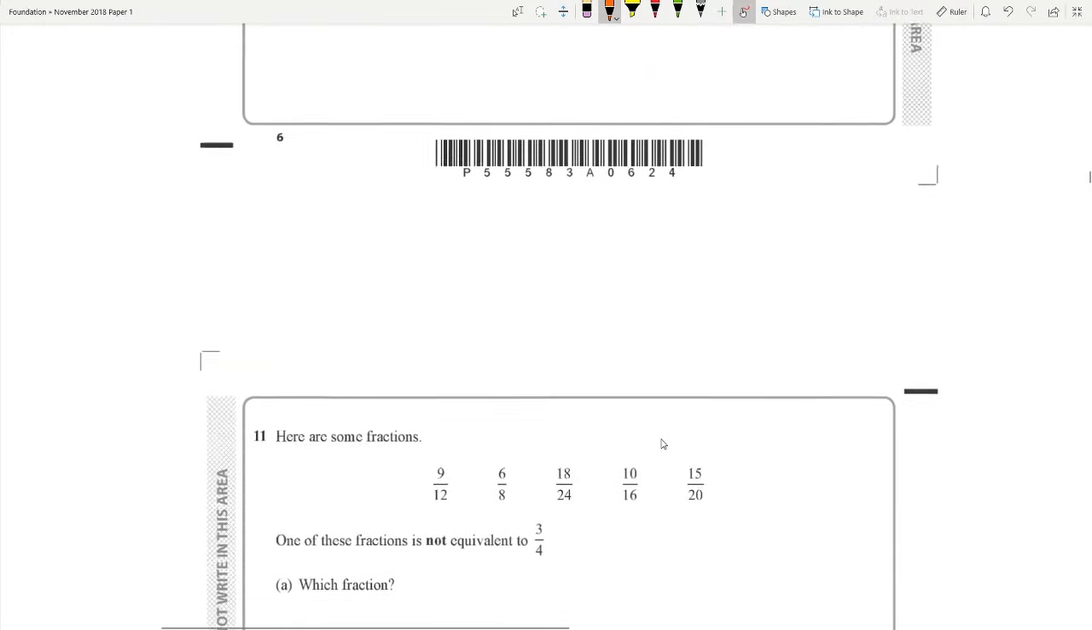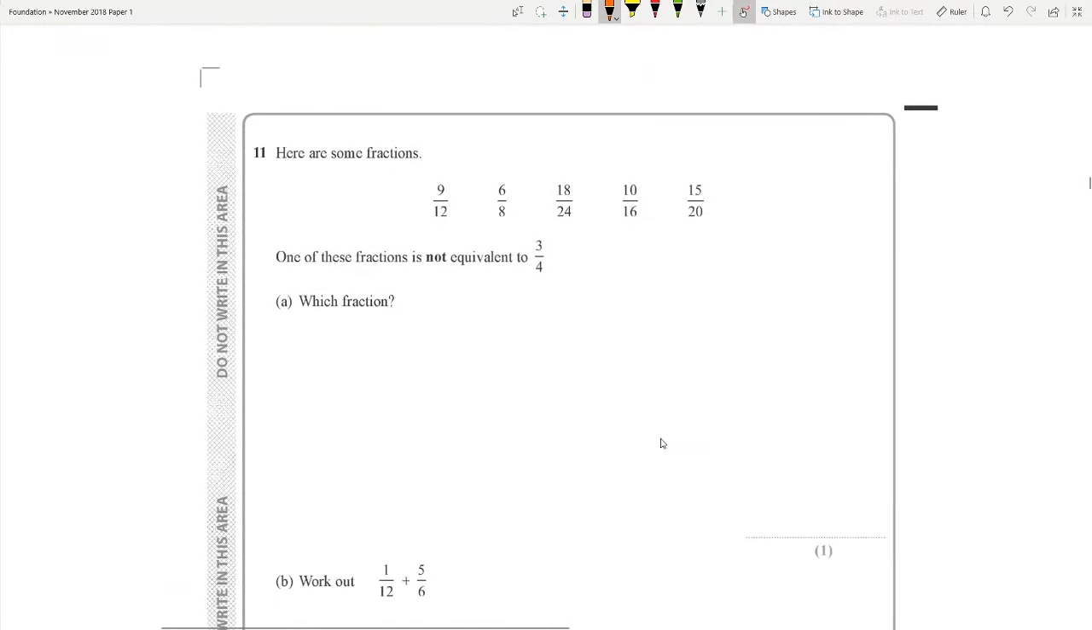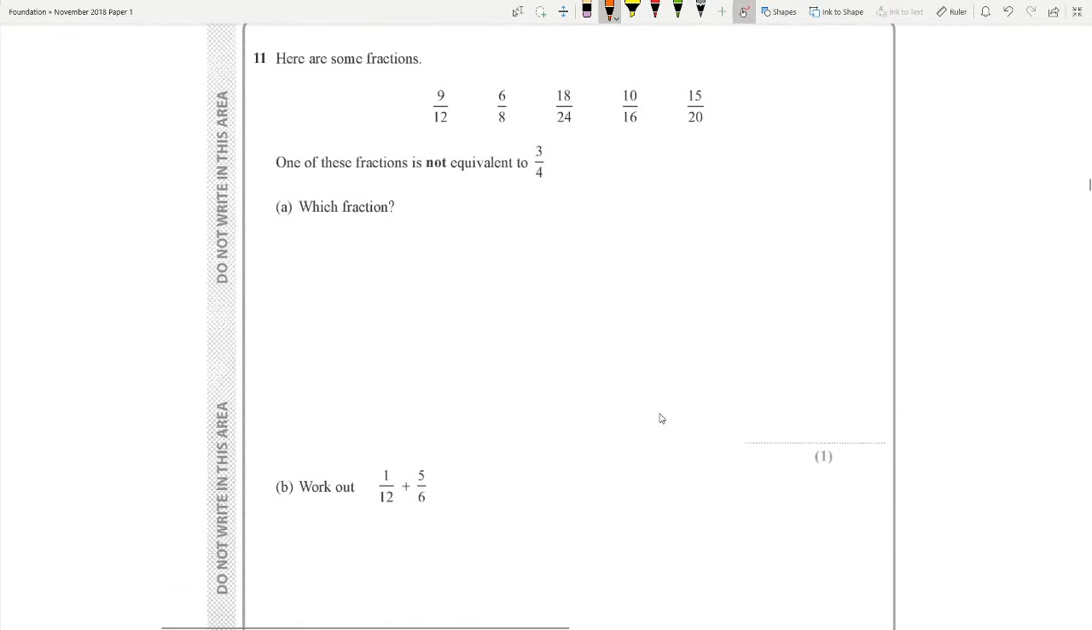Question 11. Here's some fractions. One of these is not equivalent to 3/4. Which one? Okay, so remember, when we're looking for equivalent fractions, we're going to either cancel down one of these fractions, or we're going to scale it up. Whichever one you choose, remember you have to either multiply the numerator and denominator by the same number, or divide both the numerator and the denominator by the same number.